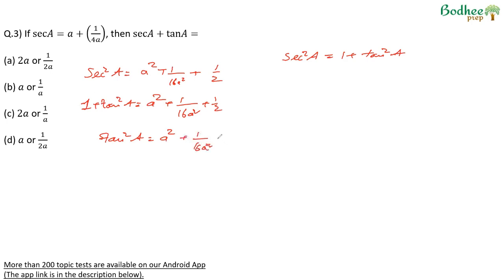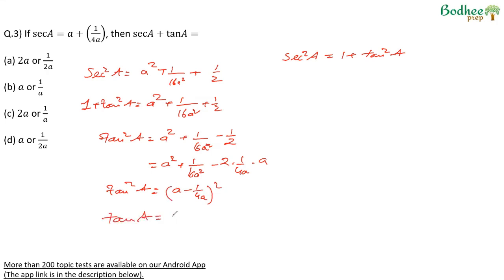Plus 1 by 2 minus half is minus 1 by 2. This can be written as A square plus 1 by 16A square minus 2 into 1 by 4A into A. And therefore tan square A is nothing but A minus 1 by 4A whole square. Therefore tan A, depending on which quadrant it is, would be plus minus of A minus 1 by 4A. Now there are two cases possible.